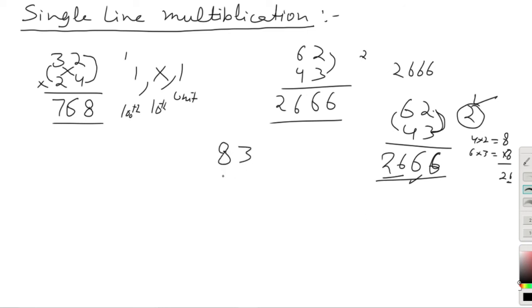Multiply 83 with 23. A simple 2-digit multiplication. 83 with 23. So what is your answer? 1909. So we'll check. What is 3 into 3? This is 24 plus 6. 0. What is carry forward? 16 plus 3.